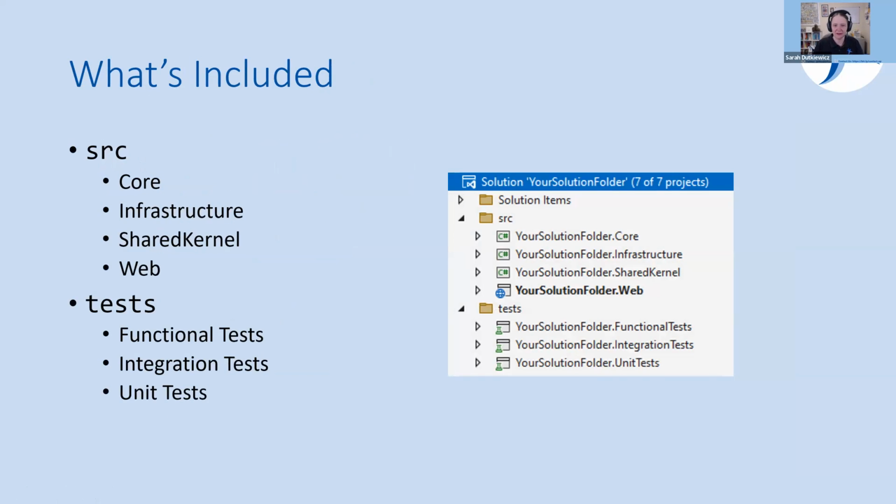Got ahead of myself on the slides here, but so you can see the breakdown. This is what the solution is going to look like. So you've got your core, your infrastructure, shared kernel, and web. And for the template, they're all separate projects here.